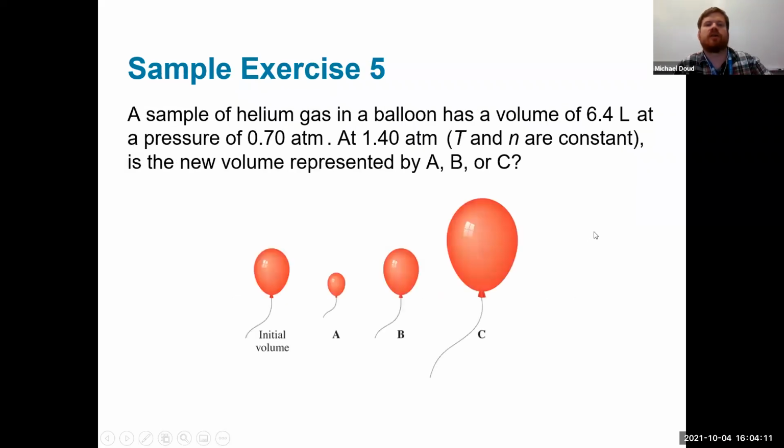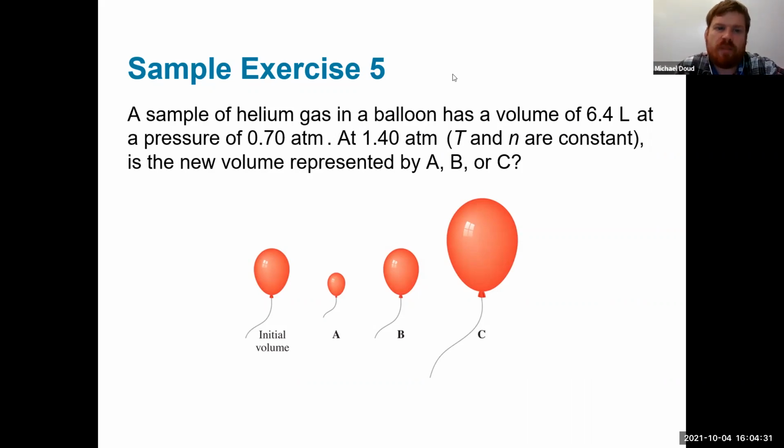Oh, shoot, I forgot. There's another one. A sample of helium gas in a balloon has a volume of 6.4 liters at a pressure of 0.70 atmospheres. At 1.40 atmospheres is the new volume represented by A, B, or C? Go ahead, pause the video, think it through, and let's take a look at the answer.